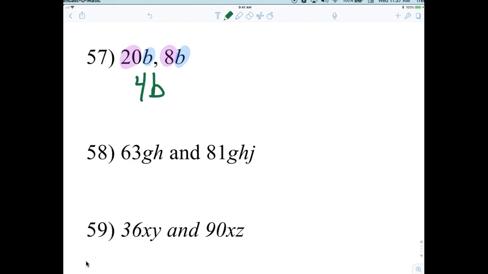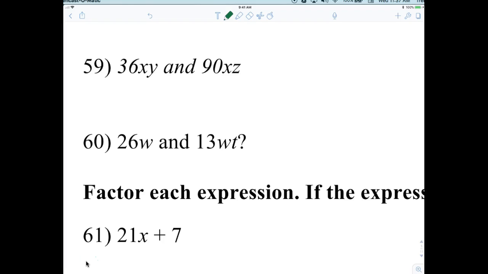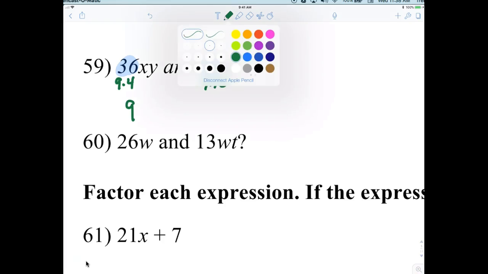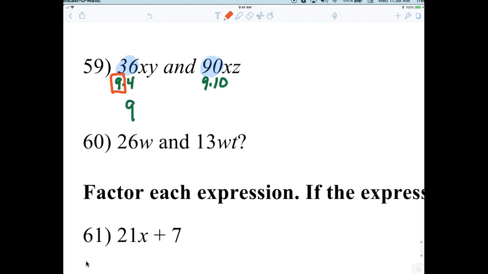Now, 59, same principle here. Be careful now. I'm looking at 36 and 90. Will. Okay, so let's look at 9. Please take a look. Now, 36 is 9 times 4. Do you see that, Will? And 90 is 9 times 10. So you are 100% correct that 9 is a common factor.